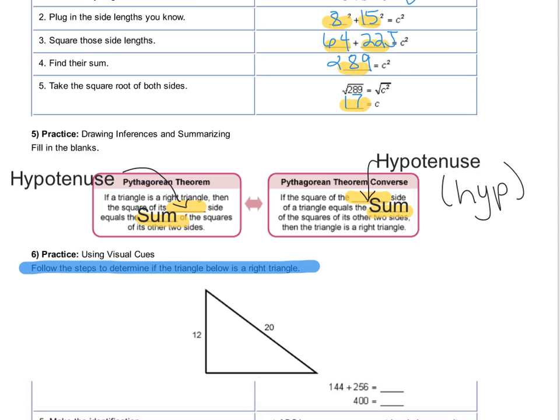For Pythagorean theorem, if a triangle is a right triangle, then the square of the hypotenuse side equals the sum of the squares of its other two sides, which are the legs. Okay, and since hypotenuse won't fit on a line, that would be your word that will go right there. So then the converse is just saying it backwards. If the square of the hypotenuse side of a triangle equals the sum of the squares of its two legs, then the triangle is a right triangle. And once again, I'm just going to draw an arrow because hypotenuse won't fit. Or if you want to abbreviate hypotenuse, we abbreviate it HYP.